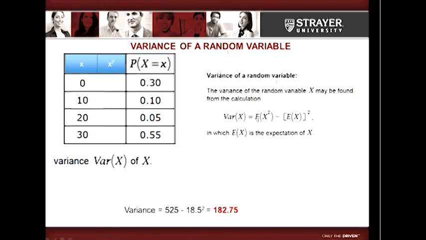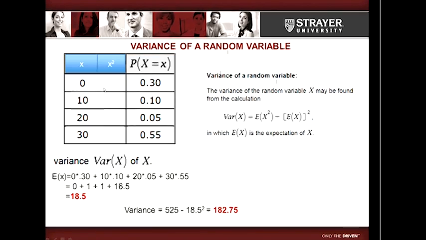So here's the formula: the expectation of x squared minus the expectation of x, and then squared. The formula can also be written out in a huge, long, ugly way, but this is a condensed version of it that works quite nicely for us. So the first thing that we need is to find x squared. We're going to go through each of these values and square it. So 0 squared is 0, 10 squared is 100, 20 squared is 400, and 30 squared is 900.